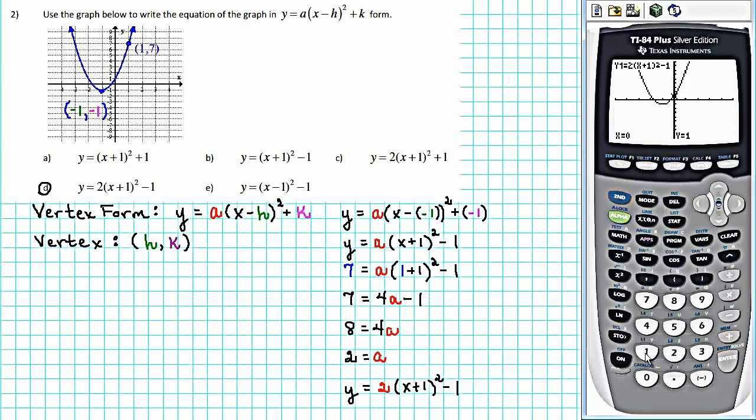First of all, we enter an x value of 1. Press Enter, and we see that the point 1, 7 is on the graph of the parabola, just like the given parabola. Next, enter -1 for x. We see that the point -1, -1 is on the graph and that it's at the vertex. Therefore, we've found the correct equation of the graph.